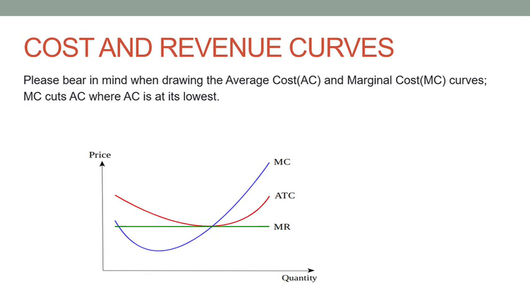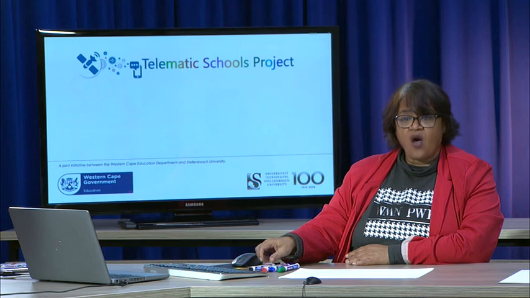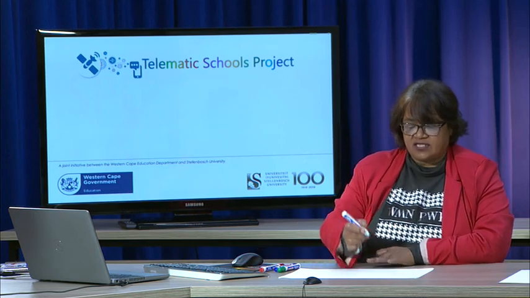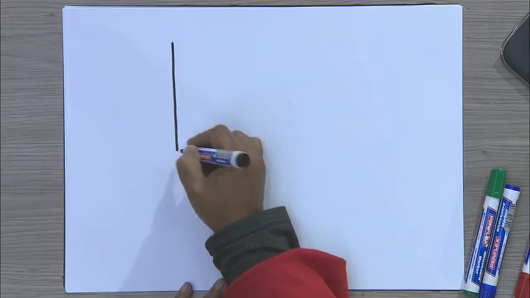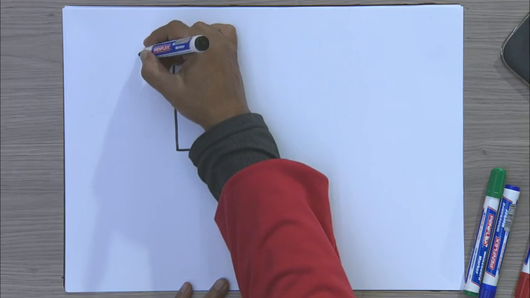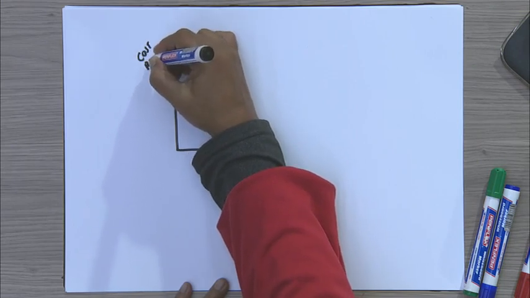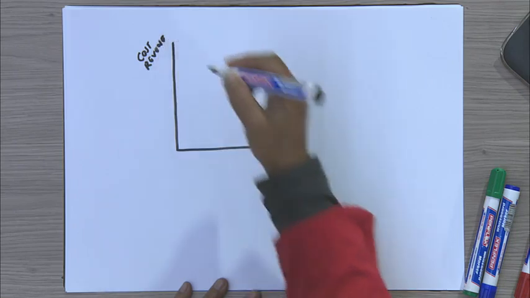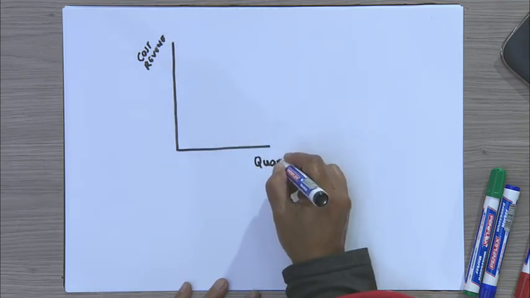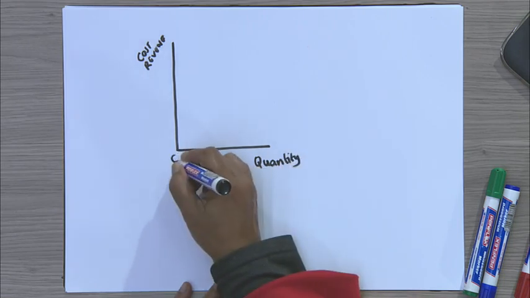Right, the cost and revenue curves. Please bear in mind when drawing the average cost and marginal cost curves, MC cuts AC where AC is at its lowest. So what you must bear in mind is that when you are asked to draw the average cost and the marginal cost curves, remember we always start with our axes, and you can have your cost, revenue, right, and your quantity and the place of origin.